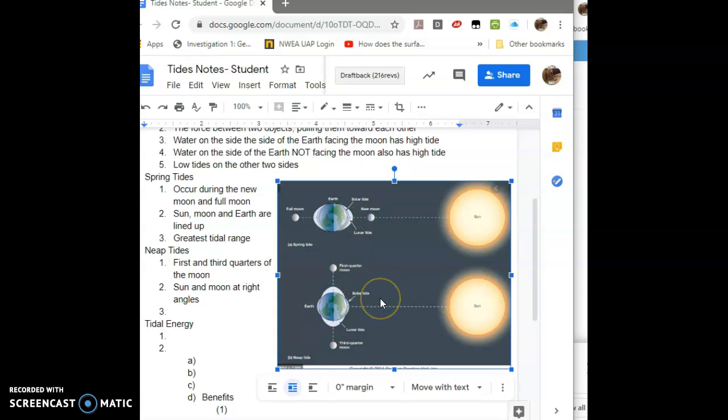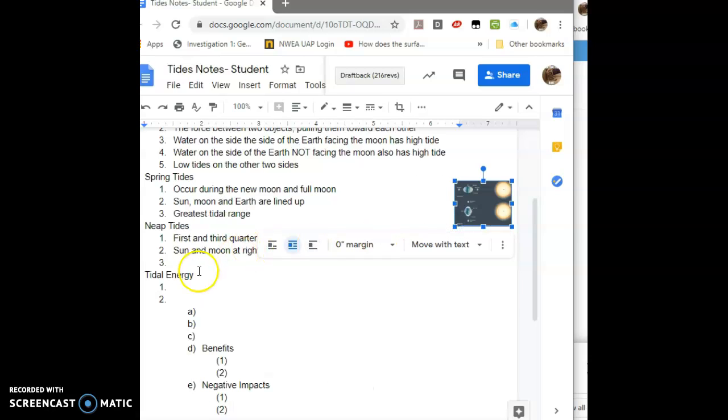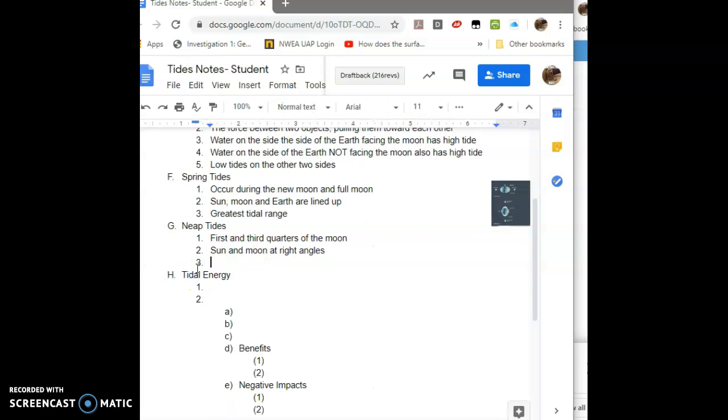Now the solar tides really don't make that as much of a difference as the lunar tides because the sun is so much further away. Okay, but here they're opposing each other really, the first quarter moon and the third quarter moon, and your tidal range is going to be smaller. It's when you have the smallest tidal range. So smallest.